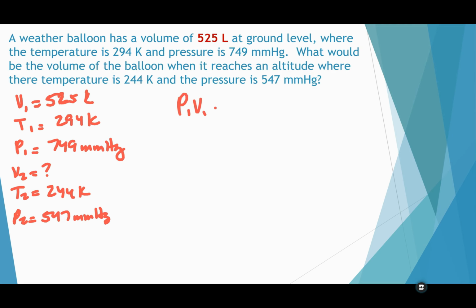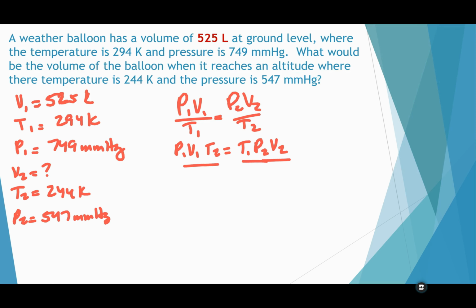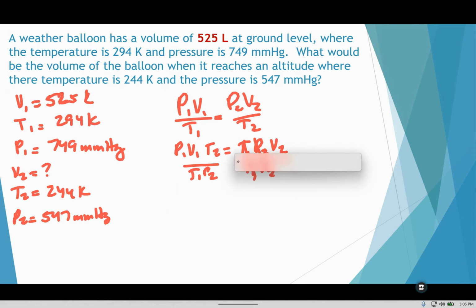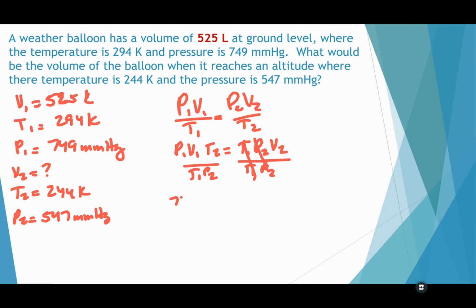So P1 V1 over T1 equals P2 V2 over T2. And then you have to rearrange to solve for V2. So P1 V1 T2 equals T1 P2 V2. I just cross multiplied, and then I will divide both sides by T1 P2. Now I'm just going to plug in my numbers: 749 times 525 times 244 divided by 294 times 547. That will be my V2.